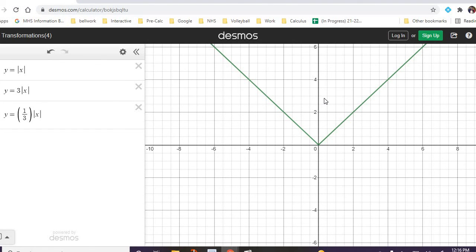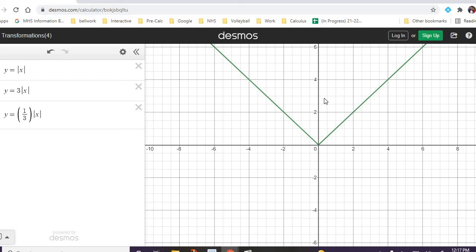So this is my absolute value graph. Hopefully we recall that from when we did our parent functions. It looks like a V. We have a vertex basically at 0, 0. Now, what do we think happens when we multiply the outside by 3?